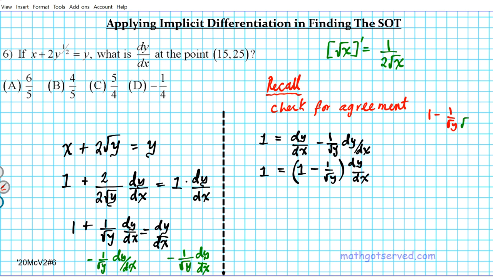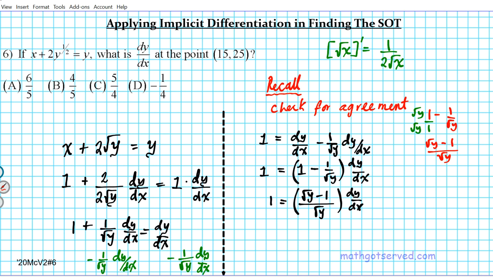So let's do that. I need to have the same common denominator, so I need to multiply this by root y top and bottom. So that gives me root y minus 1 over root y. That's basically what this difference is. You'll see why I'm doing that in a second. So if I combine these two, I will have root y minus 1 over root y, okay, so that dy/dx is equal to 1.